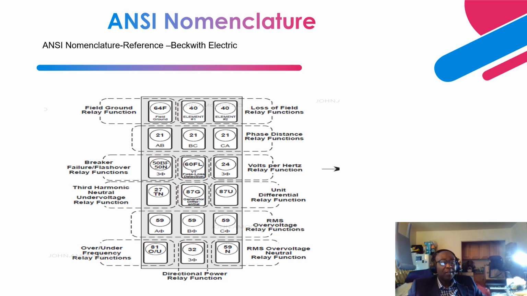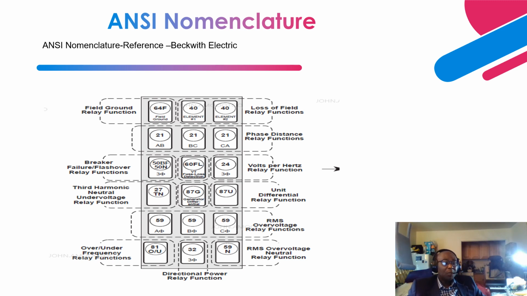Next is ANSI device 60FL. That is fuse loss, right? You have VTs that are installed at the terminal of the generator, and what these VTs do is sense the voltage measuring parameters of the generator. On the high side of the VTs, you have fuses that protect the VTs. If you have a fuse failure, then this relay is going to sense that unbalance of voltage and affect its output to trip the generator.